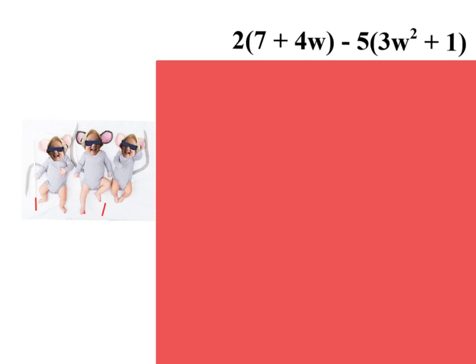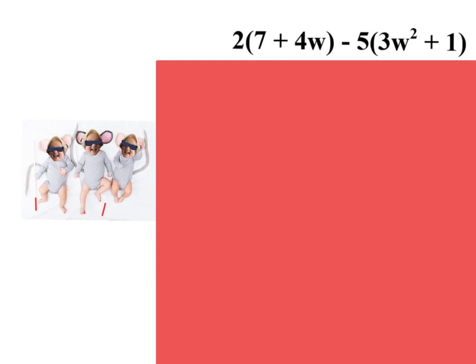That means no variable matches no variable, so constants match constants, like a 7 and a 2, or a -5, they would all match. C's match C's, so if I had a 9C and a -3C, they could be put together. W's match W's, like we have here, except I have W's and W squareds, and those are different because they're not to the same power. So let me go through the steps to do this.